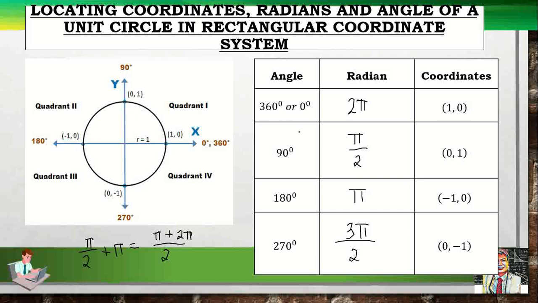So, that is the equivalent radian of 360 degrees, 2 pi. 90 degrees, that is pi over 2. For 180 degrees, that is pi. 270 degrees, that is 3 pi over 2. Ito yung mga coordinates na equivalent dito sa mga angles na yan. So, yun yun, ha. For quadrant angles.